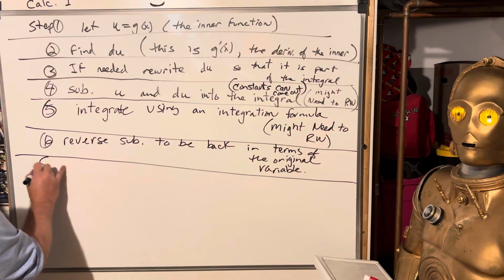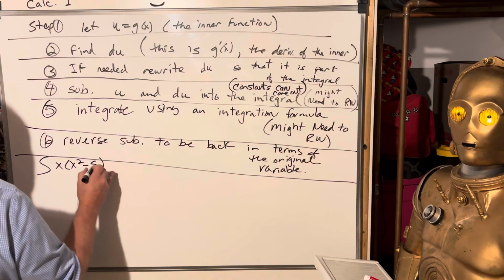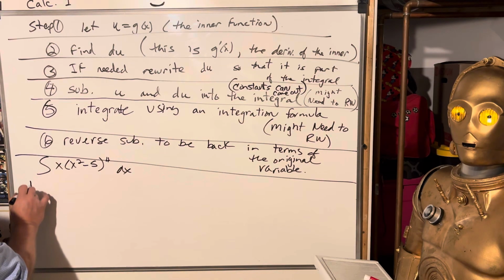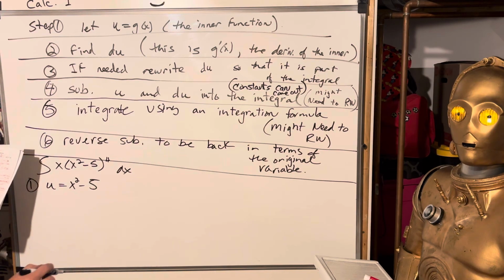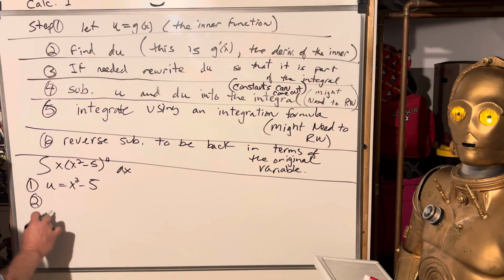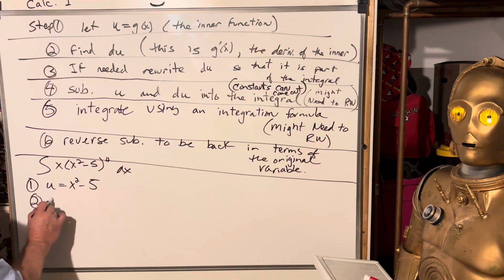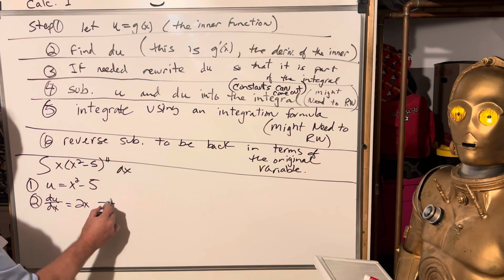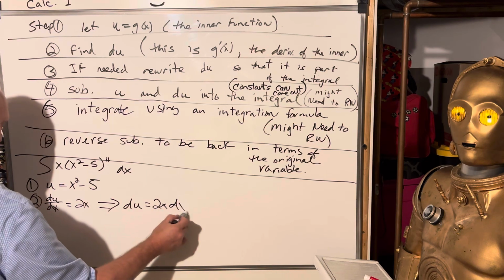We have the integral of x times (x squared minus 5) raised to the 4th dx. So number 1, we would say u is equal to x squared minus 5. Number 2, we would say du, remember it's du dx, here we'll just do the work, du dx is equal to 2x, and then I want just du. So we're going to say du is equal to 2x dx.